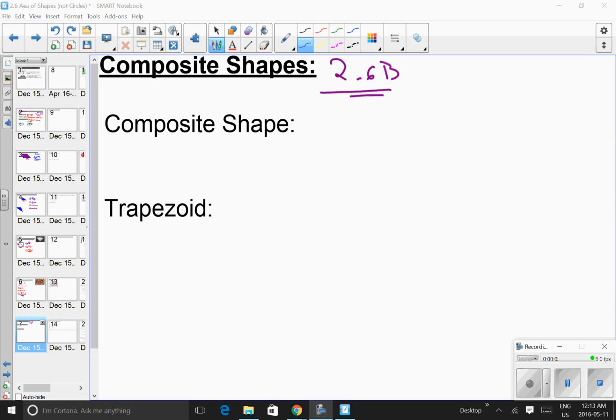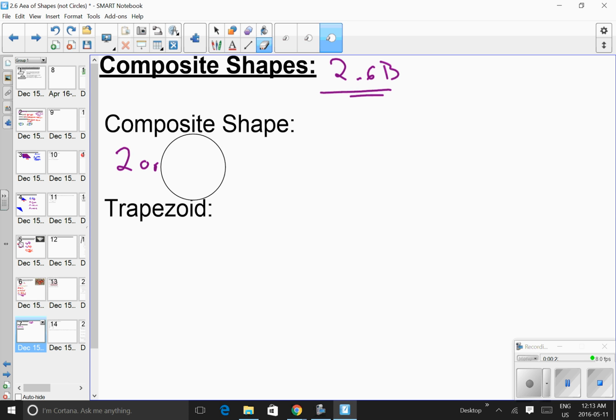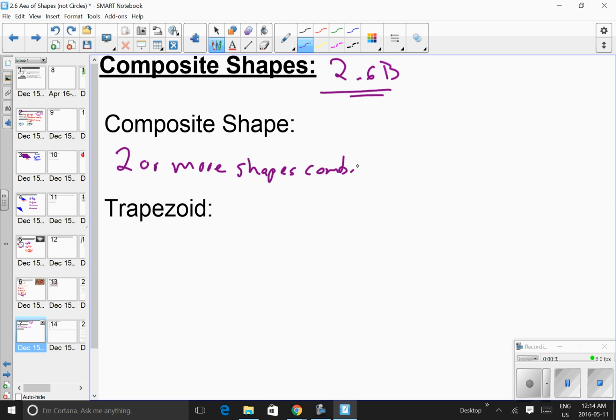All right, welcome to the continuation of lesson 2.6. So now we're going to talk about composite shapes. A composite shape is two or more shapes combined. Oh, that says "more." That's terrible writing, even for me. Two or more shapes combined. This means they can either be added or they can also be subtracted.